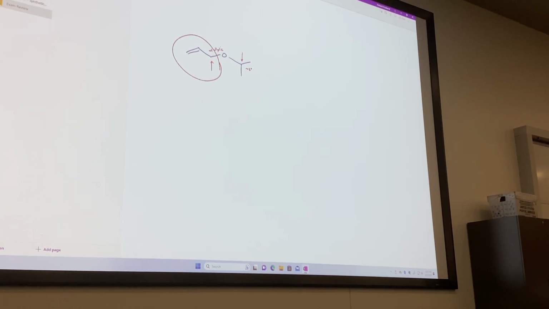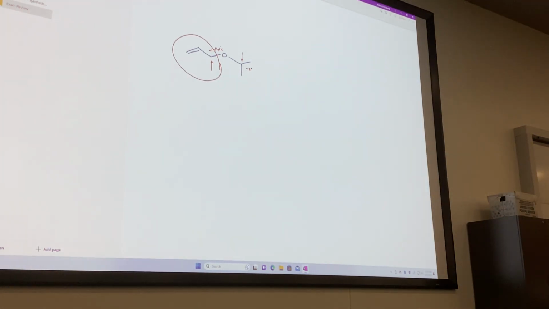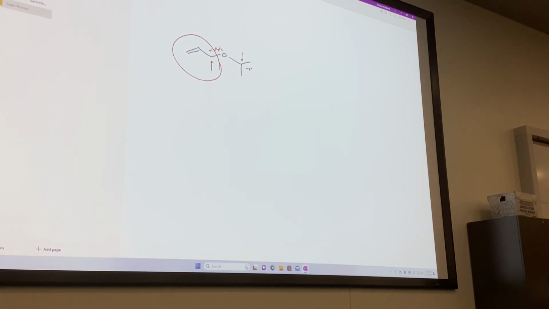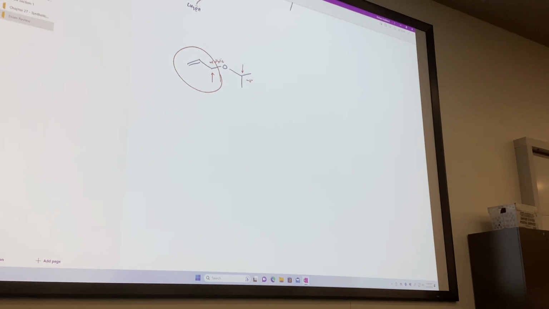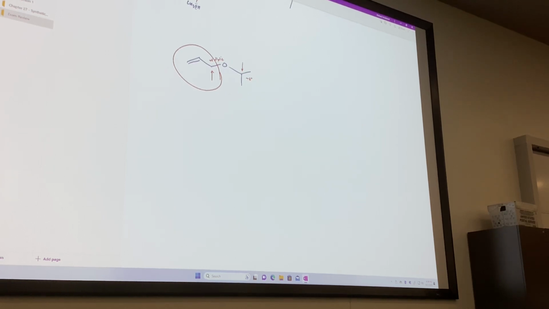In ethers, when we have secondary as our highest, is that going to be SN1 or SN2? If it's just secondary versus primary? That would most likely be SN2 on the least hindered side, which would be the primary side. It's tough to make one of those secondary carbocations to go through an SN1. That would be kind of difficult.